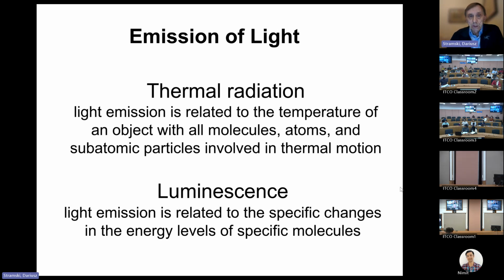relevant examples of a thermal radiator is the sun itself. But as I indicated, all other bodies at temperatures higher than 0 Kelvin emit radiation.